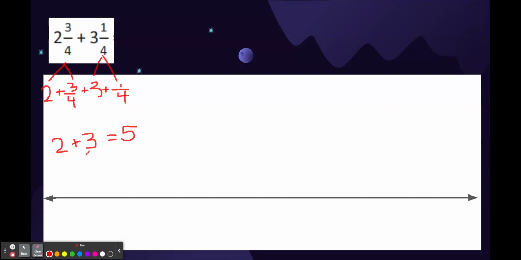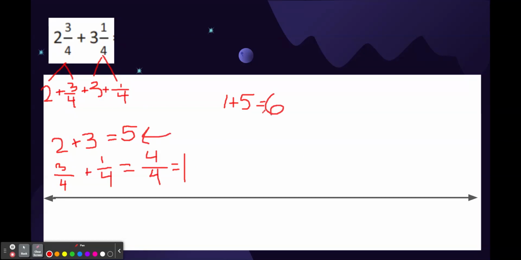And then I can take my fractions of 3/4 plus 1/4. If I have 3/4 and I add 1 more to that, that's going to give me 4/4. And 4/4 is the same as 1. So then I can take my 1 and add it to 5, which I got from over here, which gives me 6. So that's another strategy that we can use to add a mixed number to another mixed number.